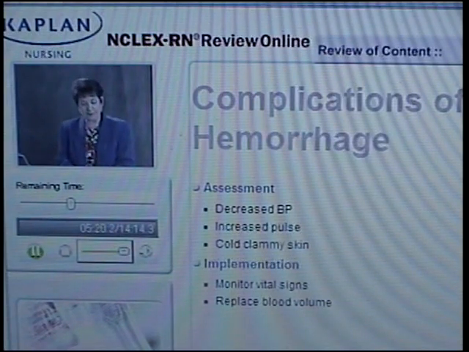They also may complain of thirst. Other things you'll see is a decrease in blood pressure and an increase in pulse. But you don't want to wait for the vital signs to change before you begin assessing the patient, because by then there might be a significant amount of blood loss.